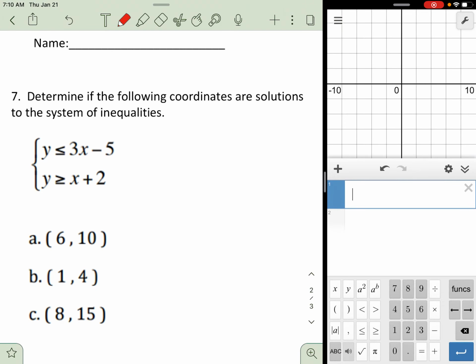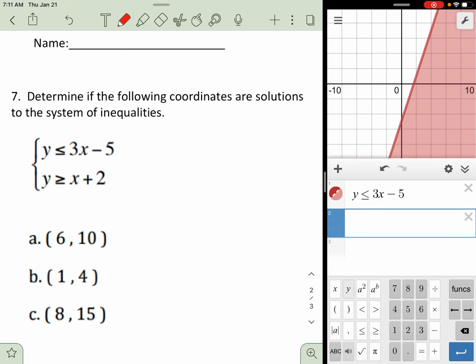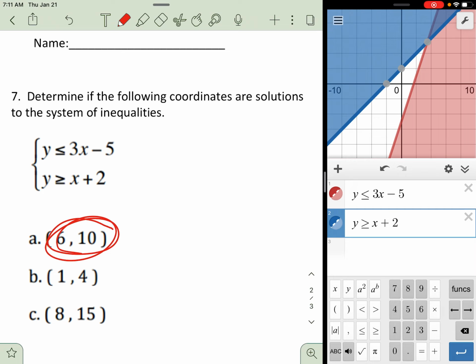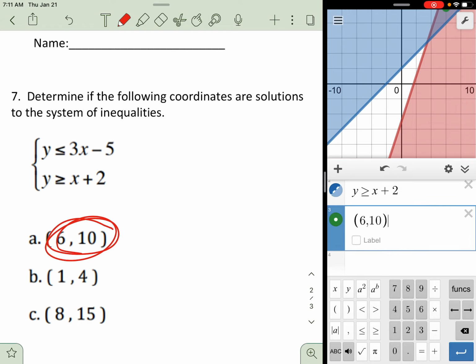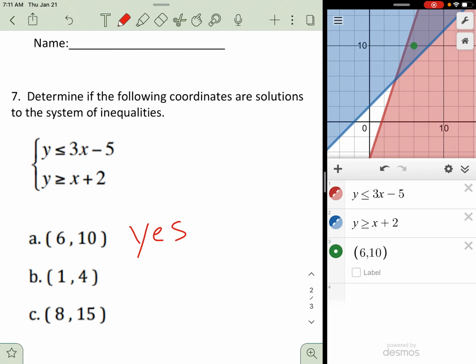Determine if the following coordinates are solutions. So let's just graph these. Y is less than or equal to 3x minus 5, and y is greater than or equal to x plus 2. Okay, so is 6, 10 a solution? Well, where is 6, 10? We don't need to label it. It's up here, and that is in the double shaded region, so yes.